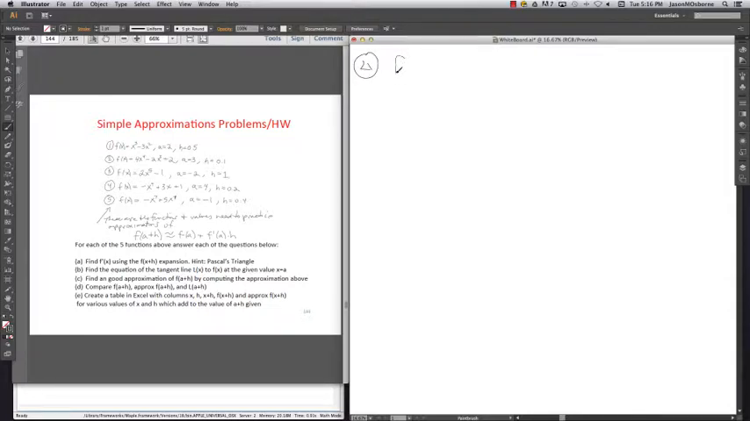Problem number 2: the function f of x is equal to 4x to the 4th minus 2x cubed plus 2. And I've given you an a value of 3 and an h value of 0.1. And in part A, I've said find f prime of x using the f of x plus h expansion.